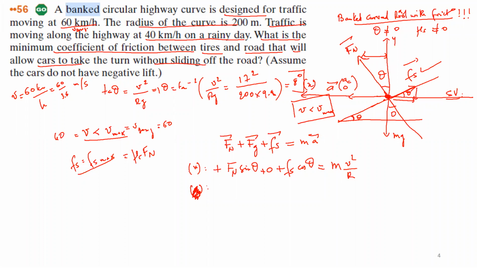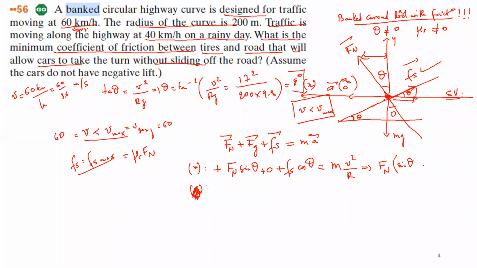Let me just keep it as this. Okay, I will apply it later. I will just say that Fs is Fs max, mu s Fn. So that means I will have Fn, I can put Fn in a common factor. I'll have sine theta, and here Fs, I will replace it by mu s Fn.